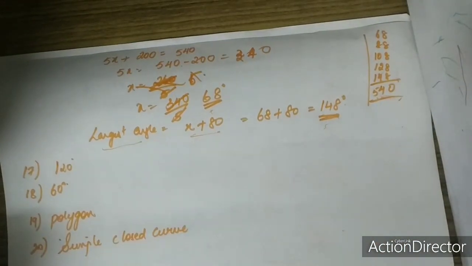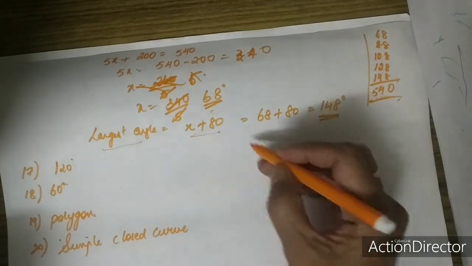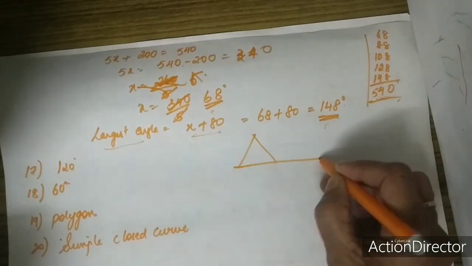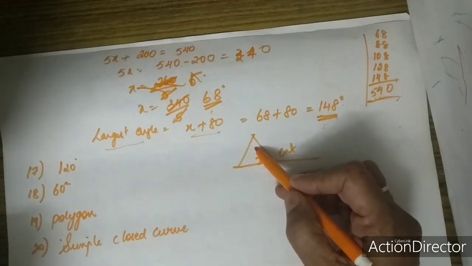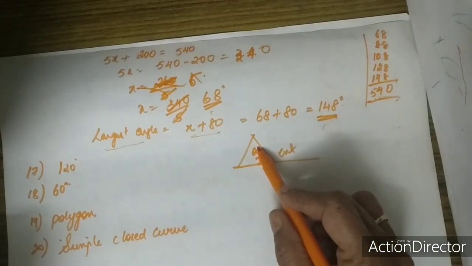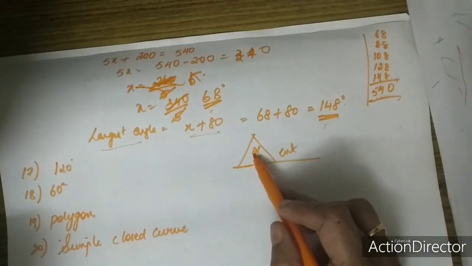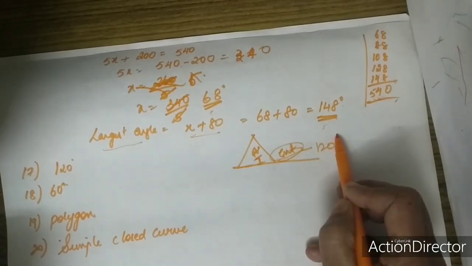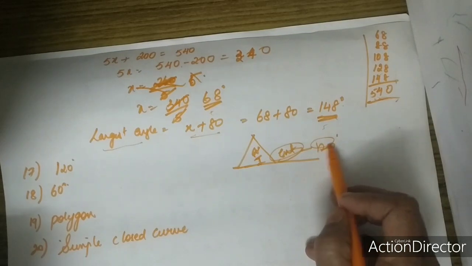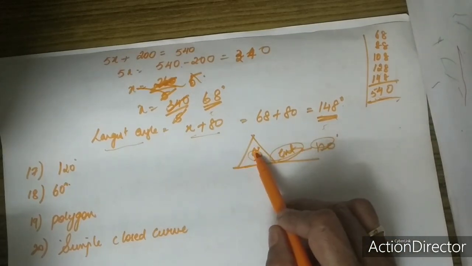Now moving on to the 17th question. The maximum exterior angle of a regular polygon is 120 degrees. Suppose you take a triangle, so this is the interior angle and this is the exterior angle. The interior angle is 60 degrees in an equilateral triangle. This is the minimum interior angle. So if this is 60, what will this angle be? This angle will be equal to 120 degrees. So this is the maximum angle and this is the minimum angle.